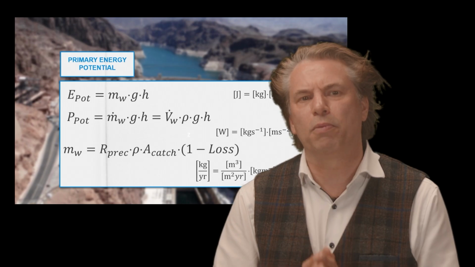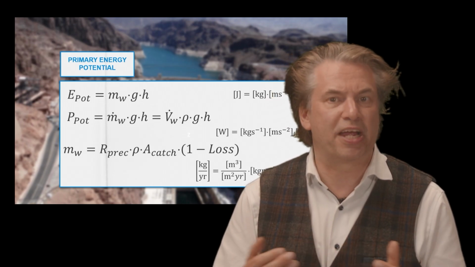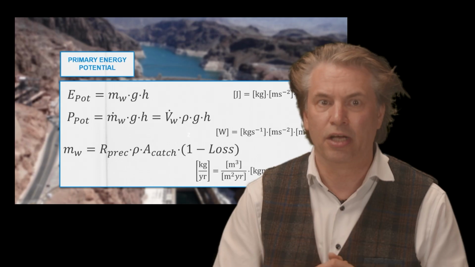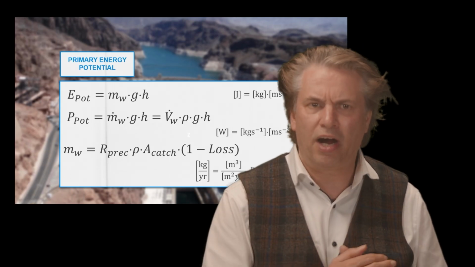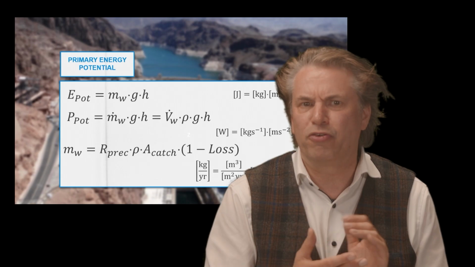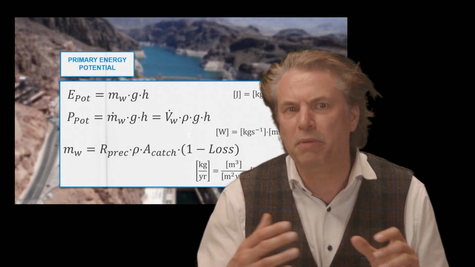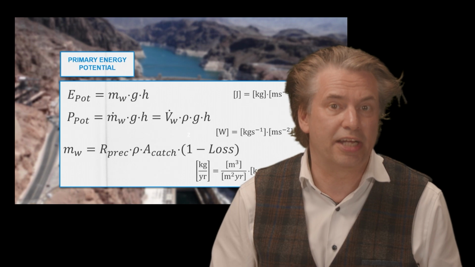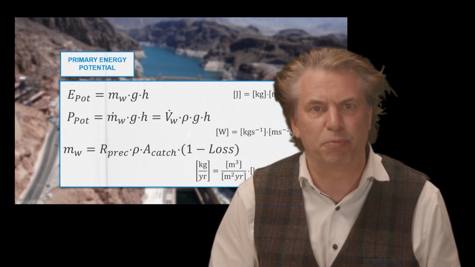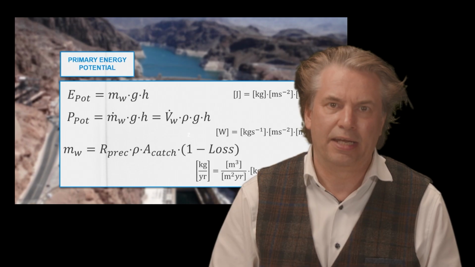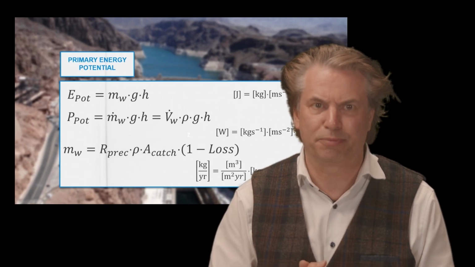The annual water mass available, m_w, expressed in kilograms per year, is related to the precipitation according to this equation, where R represents the precipitation, which is the amount of rainfall in cubic meters per square meter per year. Rho is the density expressed in kilograms per cubic meter, and A is the catchment area expressed in square meters.